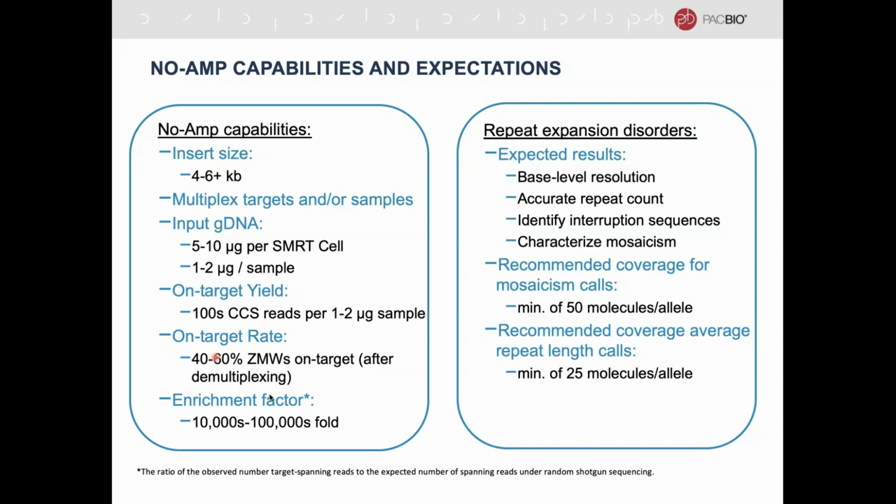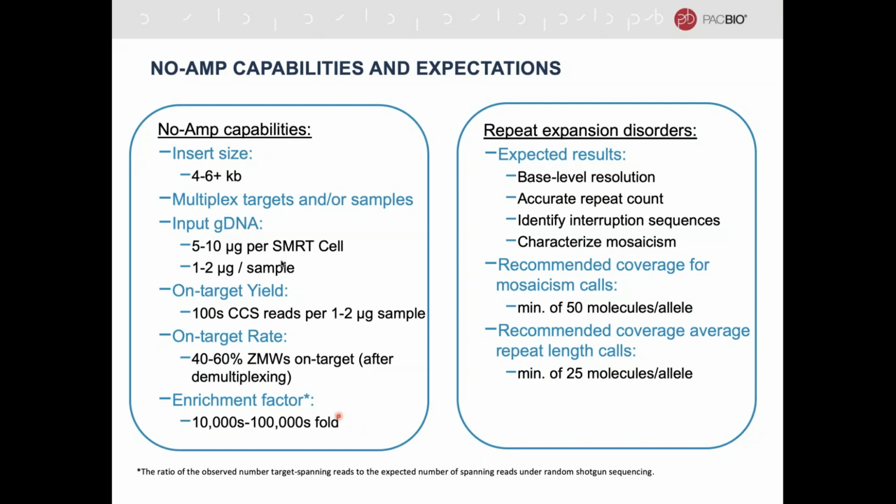And this really translates into an enrichment factor of tens of thousands to even hundreds of thousands fold. Now, this method is target agnostic. And what I mean by that is that you can really use this for any part of the genome as long as it's within the reach of the CRISPR-Cas9 system.